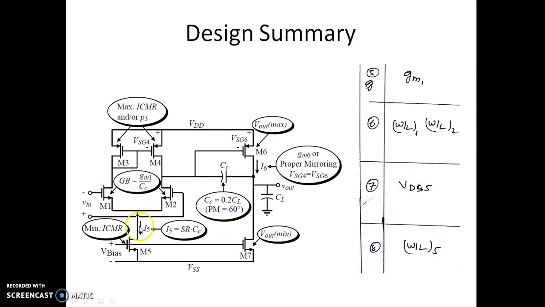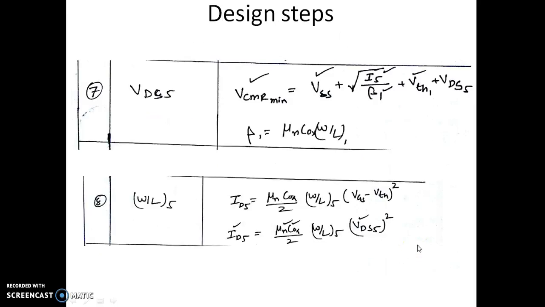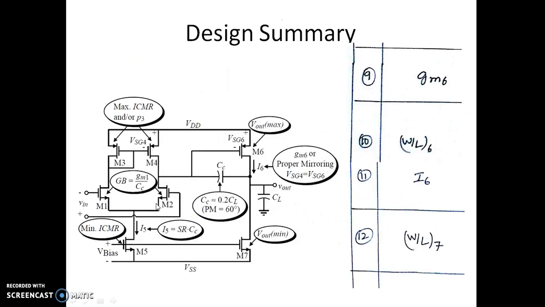Then to find VDS5, we know VCMR minimum. Using that VCMR minimum, we can find VDS5. Once we are through with the current through this one, we can easily estimate the W/L using these two equations. Now you can see VDS5 can be found using VCMR minimum, and since we know the current and all the parameters except W/L5, we can easily find W/L5.